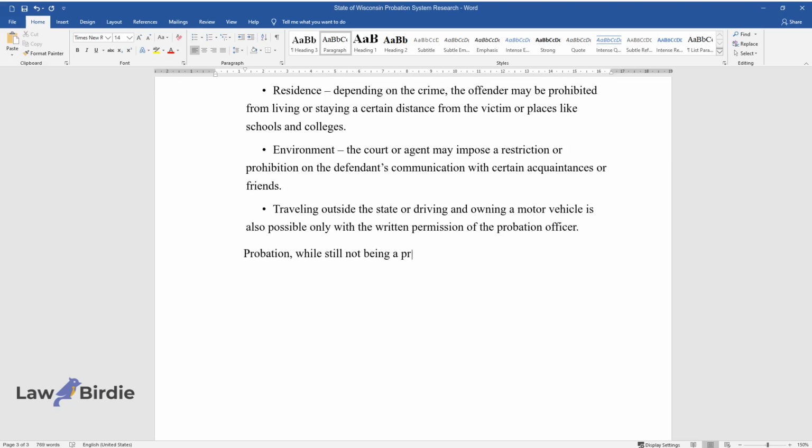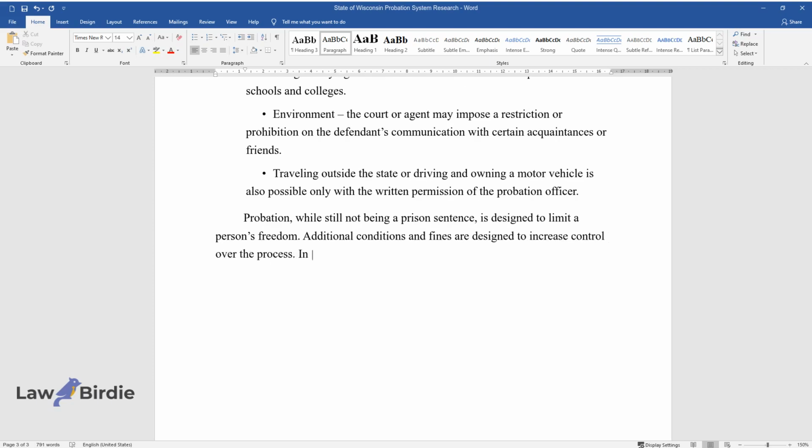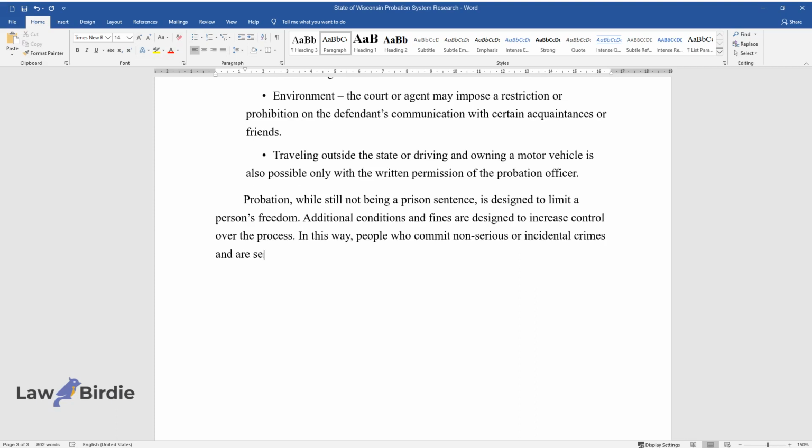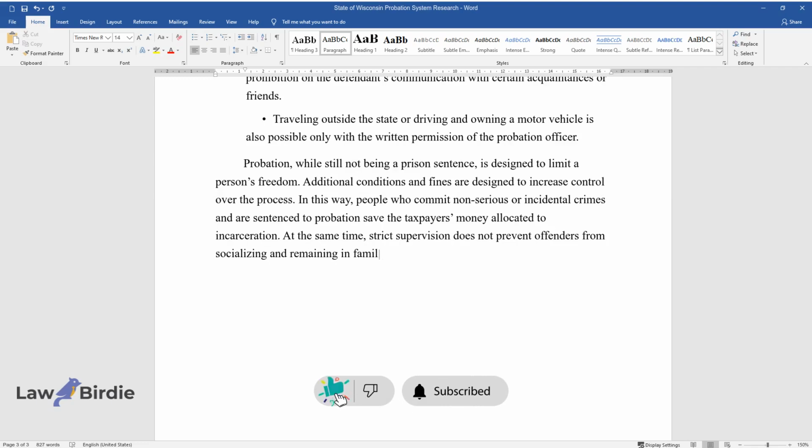Probation, while still not being a prison sentence, is designed to limit a person's freedom. Additional conditions and fines are designed to increase control over the process. In this way, people who commit non-serious or incidental crimes and are sentenced to probation save the taxpayers money allocated to incarceration. At the same time, strict supervision does not prevent offenders from socializing and remaining in familiar conditions conducive to behavior correction.